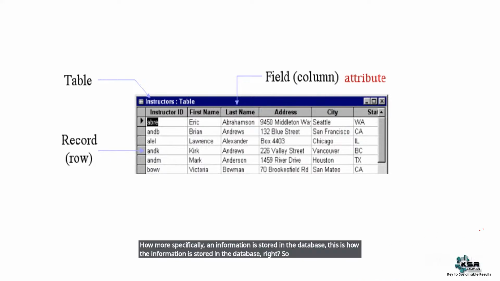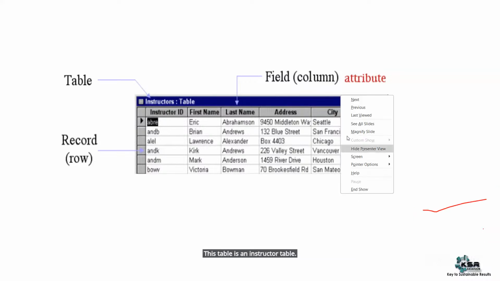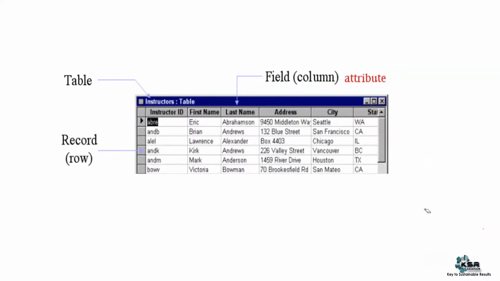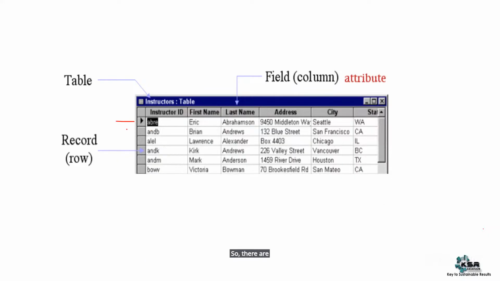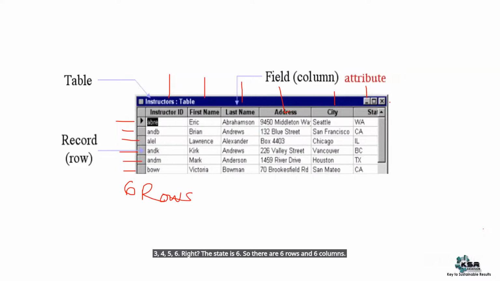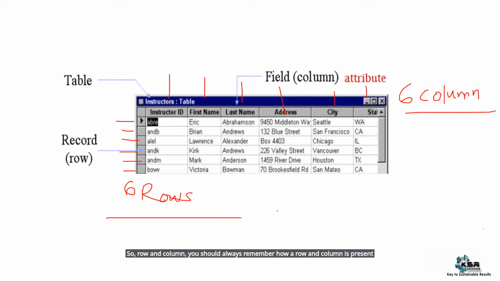This is an instructor table. This instructor table has certain rows and certain columns. There are 1, 2, 3, 4, 5, 6 rows, and 1, 2, 3, 4, 5, 6 columns. So there are 6 rows and 6 columns. For row and column, you should always remember how a row and column is present in a table.